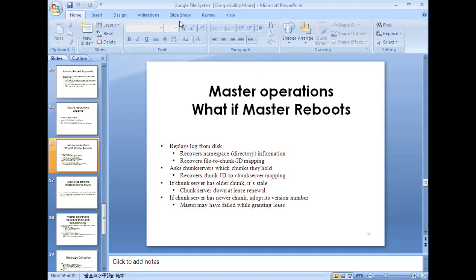The master will verify whatever data exists with the master against the information supplied by the chunk server. These two will be compared. If both of them are similar, then no action will be taken. If there is new information, that means the latest information supplied by the chunk server, then in that case the latest information is updated with the master itself. So that will happen whenever the master reboots.